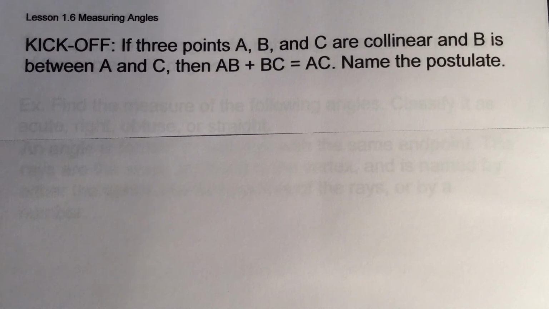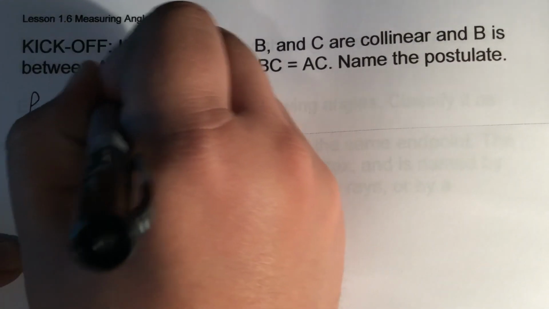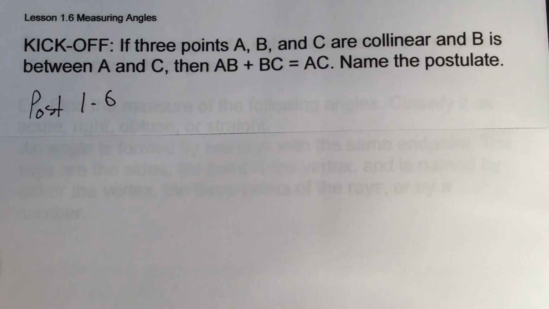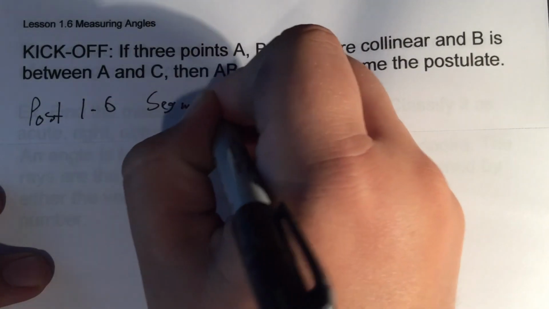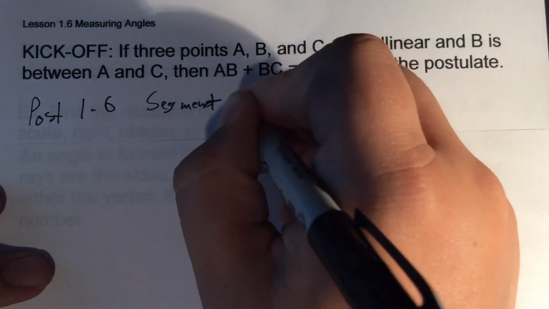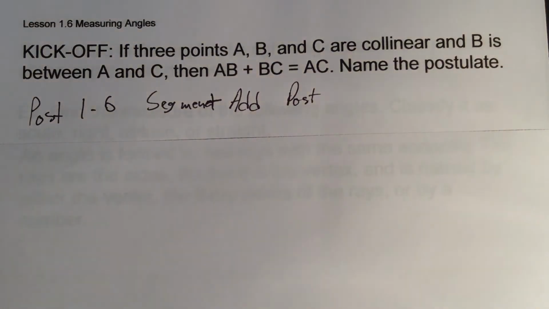So, if we have 3 points, A, B, and C, and they're all collinear, so all on the same line, we know that B is in between A and C. So, B is in between them in the middle. So, if we take AB plus BC, that equals AC. What is that postulate? Well, it's postulate 1-6, the segment addition postulate. That is how we can name it too.